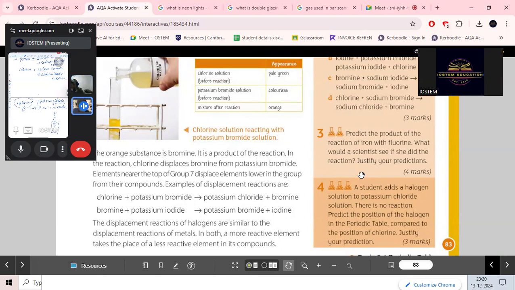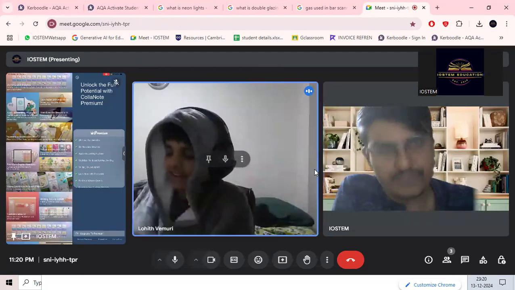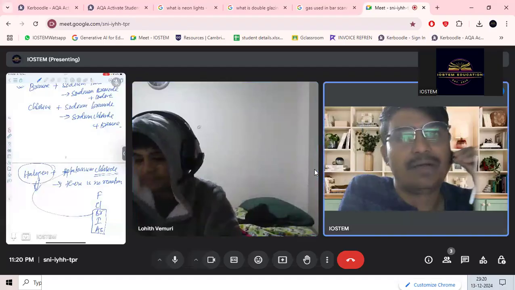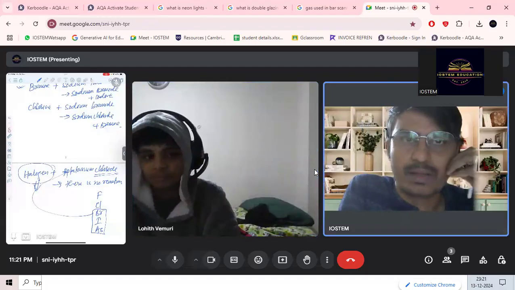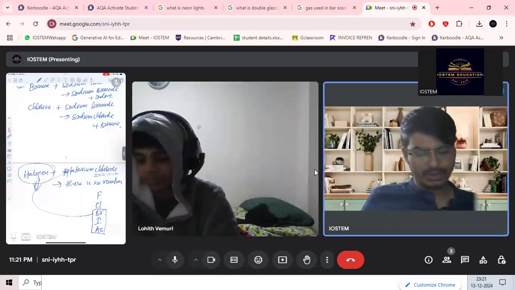So you have to write like this. You have to show all the elements, and then you have to tell that these elements are below chlorine. When we add these halogens to potassium chloride, they are less reactive than chlorine. So they will not replace or displace the chlorine from the compound. So there is no reaction. You have to explain like this, otherwise you will get only 1 mark. You have to explain properly. Very good.